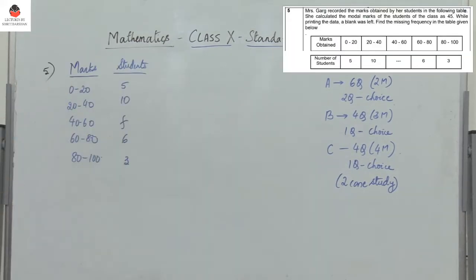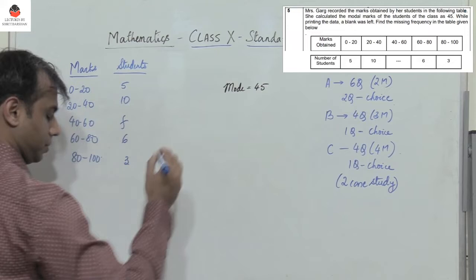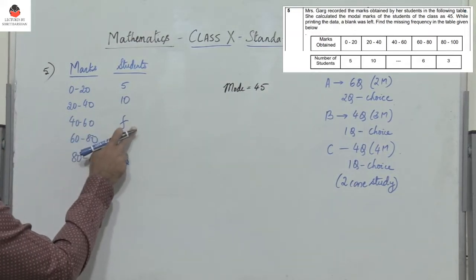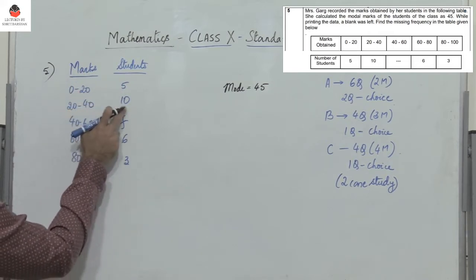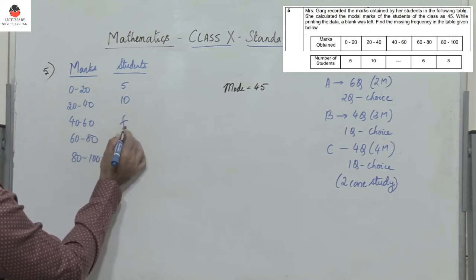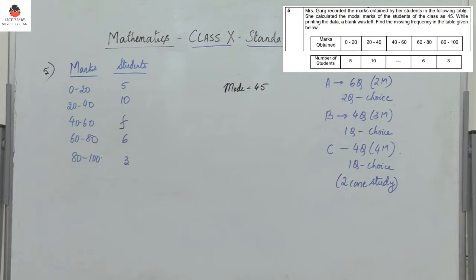So question 5, Mrs. Garg recorded the marks obtained by her students in the following table. She calculated the modal marks of the students of the class as 45. So the mode value is 45. While printing the data, a blank was left. So there is a blank left here. So this is the marks obtained: 0 to 20 is 5, 20 to 40 is 10, 40 to 60 is blank. So I have just given the variable as f. 60 to 80 is 6 and 80 to 100 is 3. Right? So we need to find the missing frequency.